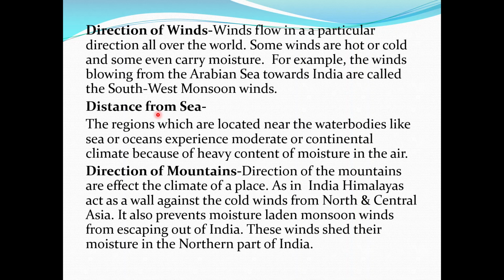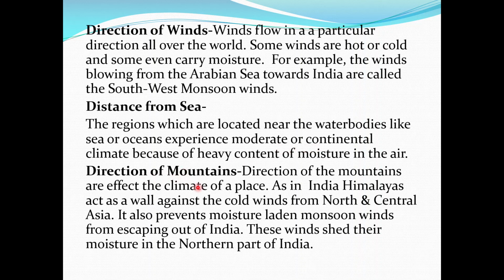And now we'll talk about distance from the sea. As you know, places near the sea or water bodies experience a moderate climate, which means not very hot and not very cold. So this is called a moderate climate, and the places near the sea experience it.